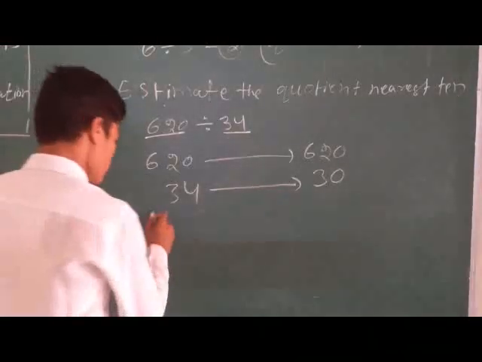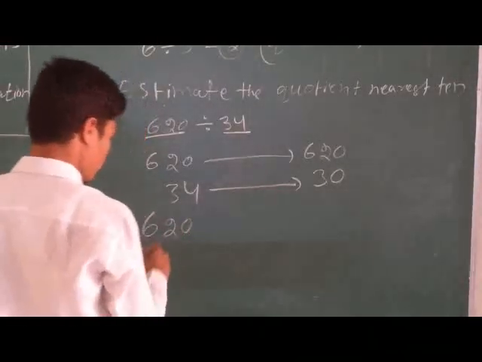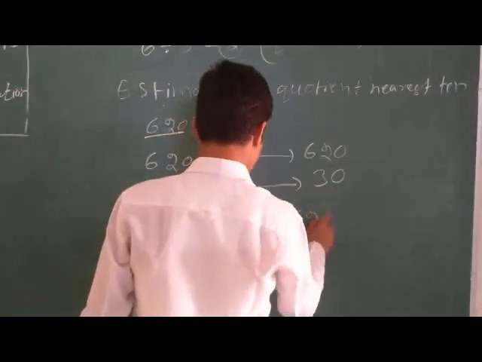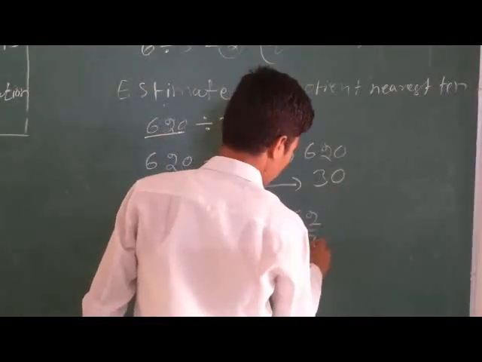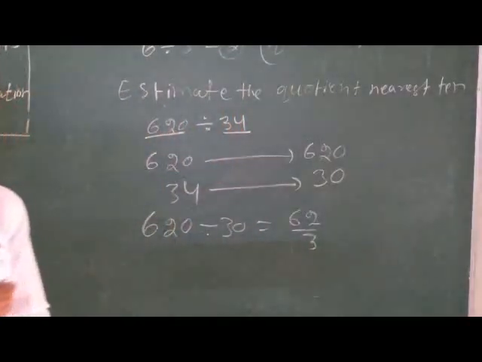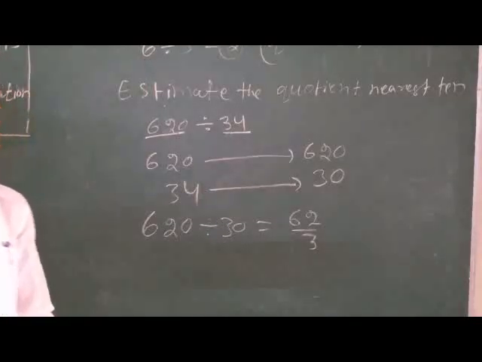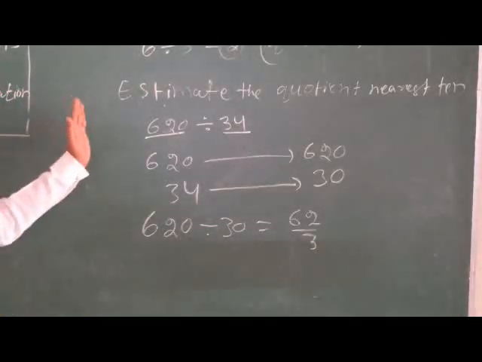Then 620 divided by 30 is equal to 62 by 3. The question is 62 by 3. You can write it easily as 62 by 3. Clear about the estimated quotient? Any doubts? No doubts? Clear?